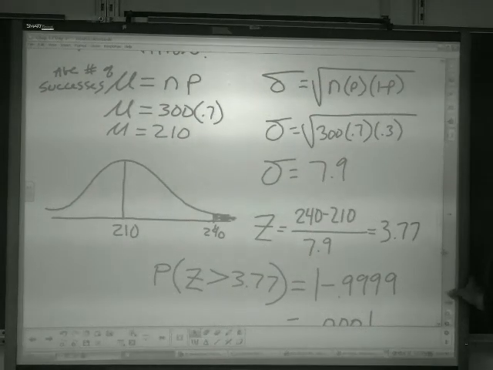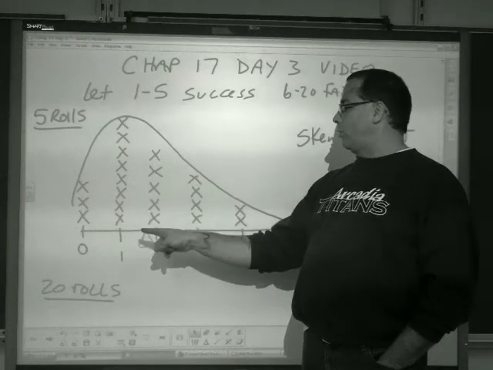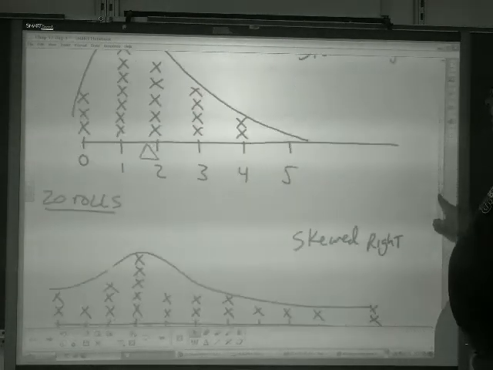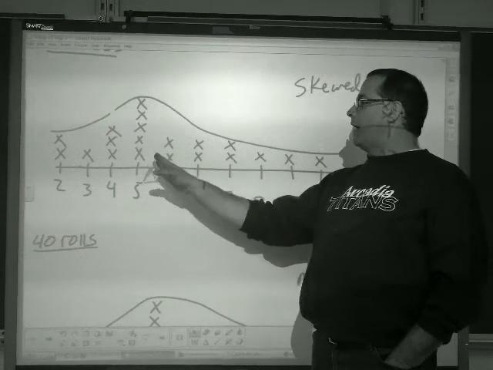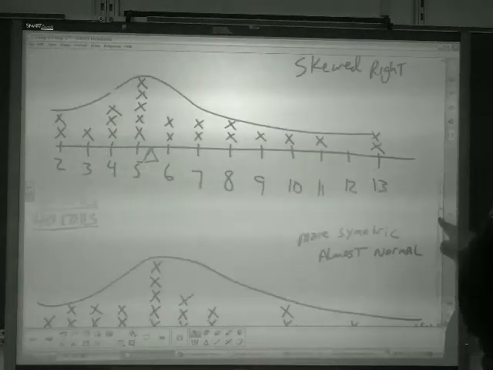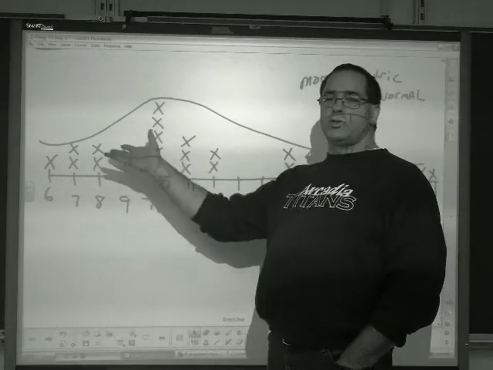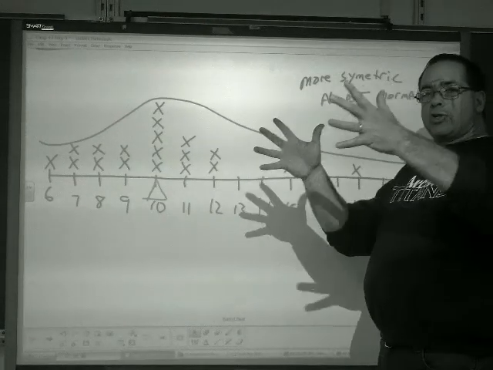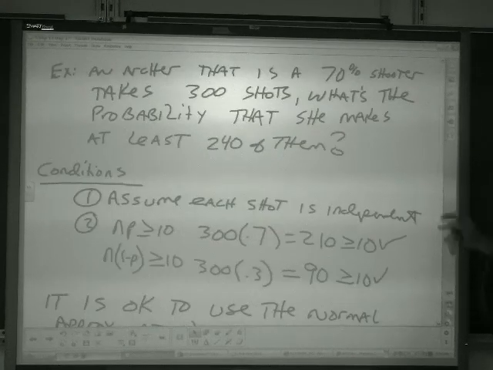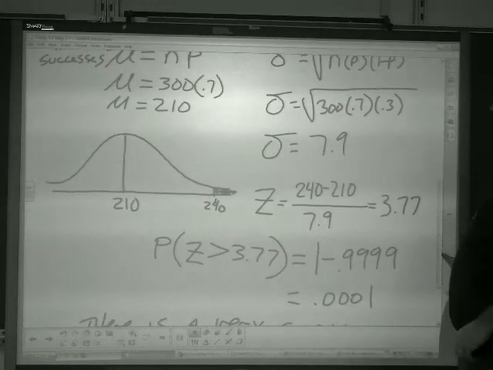Let's go back a second. Average number of successes about 1.5, standard deviation maybe a half or 1. Average number of successes around 5.5, standard deviation of maybe 2-ish or so. Average number of successes 10, standard deviation of who knows, 1 or 2, 2-ish. It's a measurement of spread, of variability. So if we go to the archer, average number of successes 210, standard deviation is 7.9.